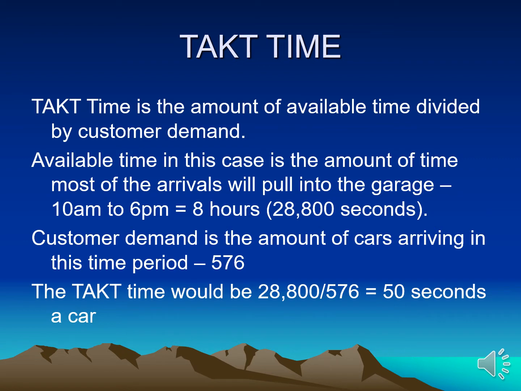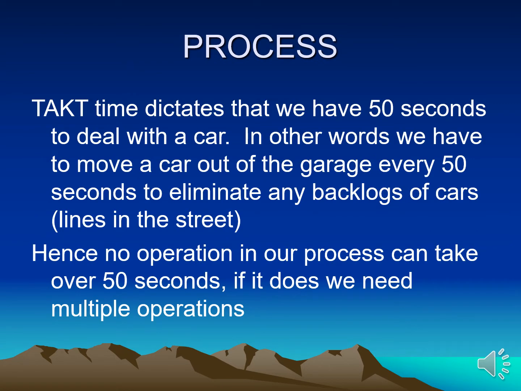Customer demand is the amount of cars arriving in this time period, 576. The TAKT time would be 28,800 time available divided by customer demand, 576. It's 50 seconds a car. TAKT time dictates that we have 50 seconds to deal with a car. In other words, we have to move a car out of the garage every 50 seconds to eliminate any backlogs of cars, meaning lines in the street.